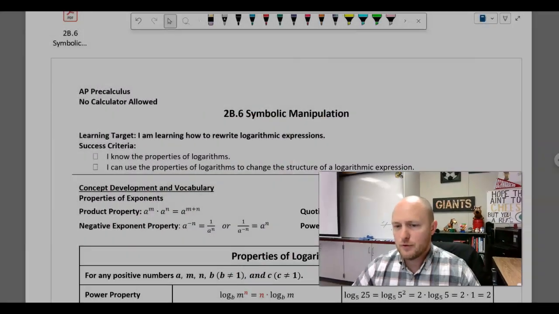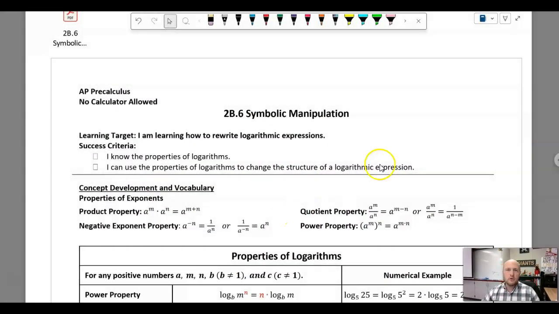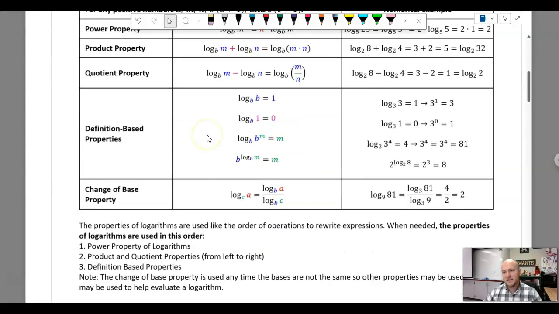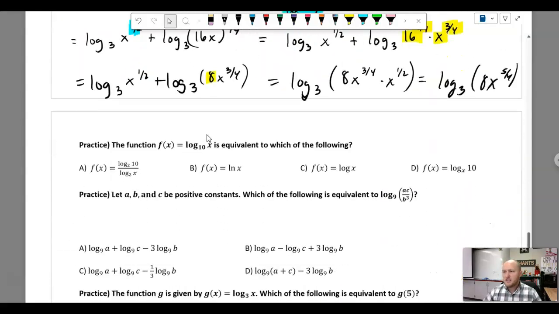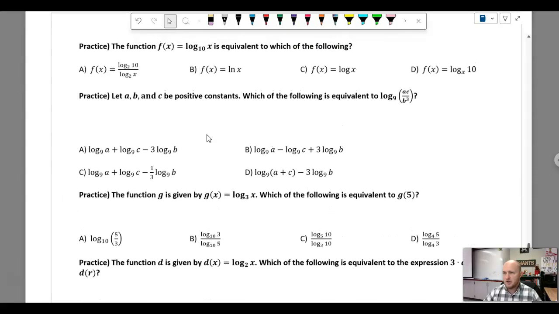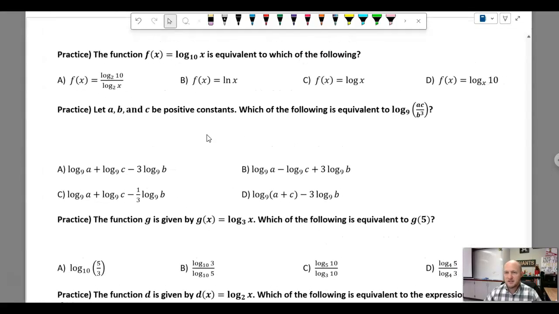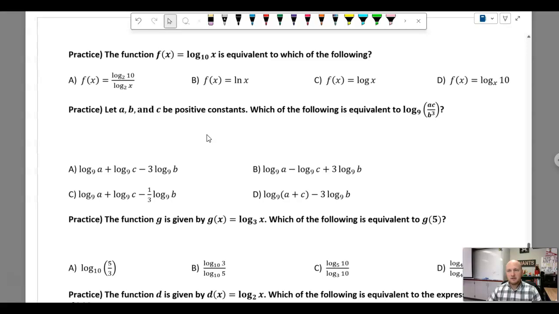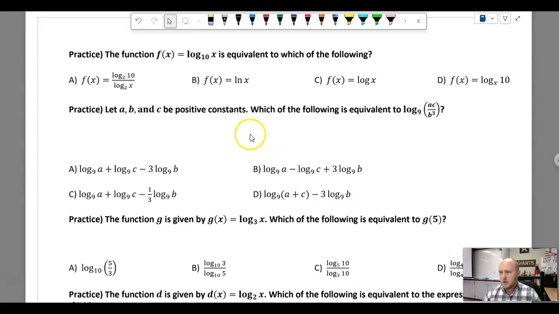So, without further ado, remember that when you're talking about properties of logarithms, you need to have gone over these, so check a previous video if you need to, as well as how we use these properties to change a logarithmic expression. The questions at the bottom of our notes are all listed as practice. Ideally, you pause me and try these, and we can go over the answers. But I'll go through these problems here.